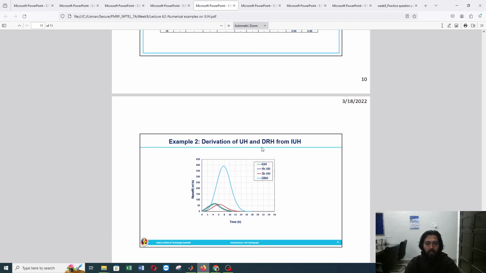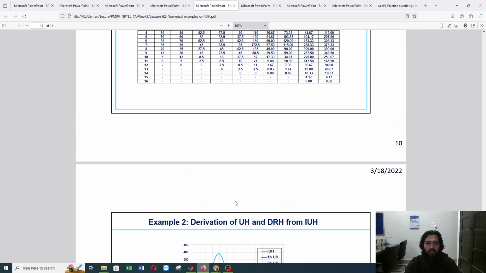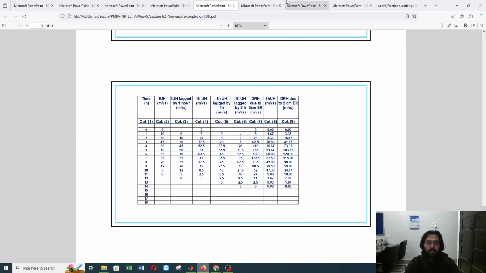And now we can plot the values of the unit hydrograph and DRH, right? The green plot shows us the given data, that is the instantaneous unit hydrograph. Then the red plot is what we have found, that is the 3 hour unit hydrograph, and the blue curve shows the DRH that we have plotted for the condition that they have asked, when the excess rainfall is 2 centimeter and 5 centimeter at an interval of 2 hours. So these are a few examples based on IUH.